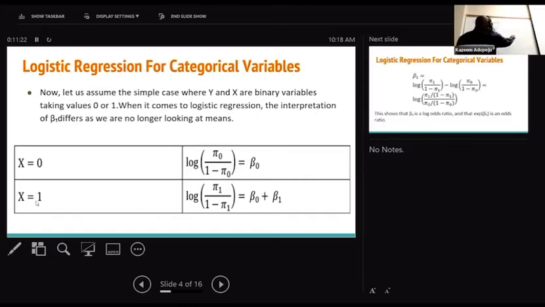Well, when s equal to 1, what is going to happen? Plug in 1 where you see s. It's going to be beta naught plus beta 1. Take a look at that.